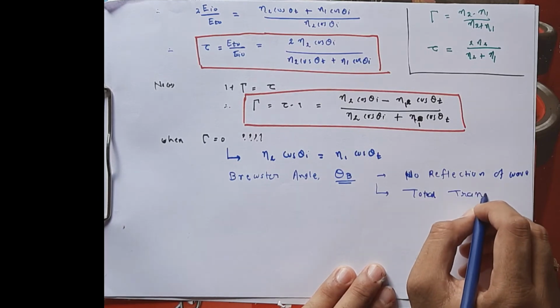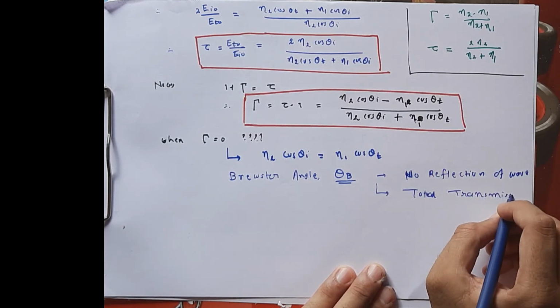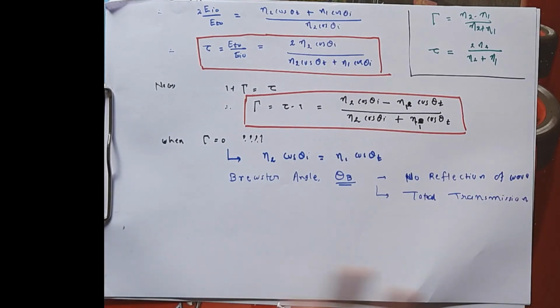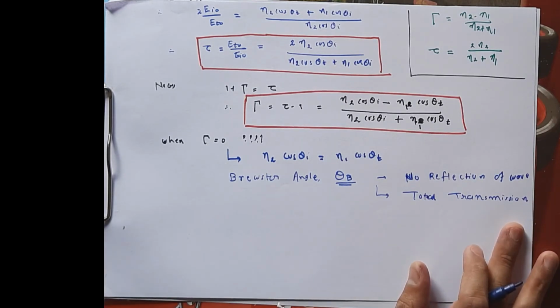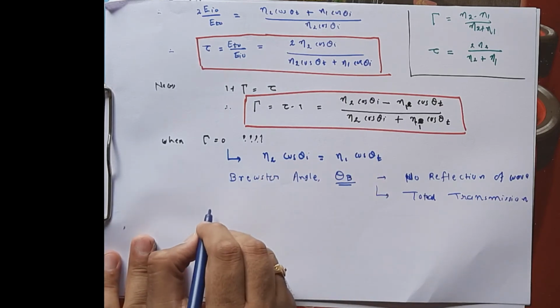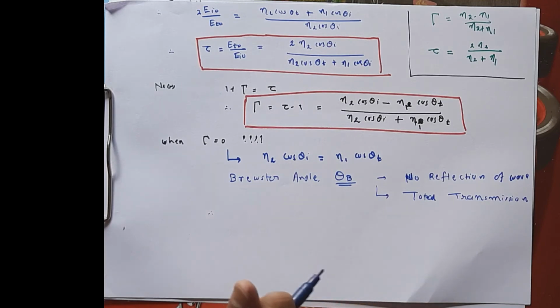No reflection of wave, or you can say that it is total transmission of wave. That means the wave is totally transmitted. So it's a total transmission of wave that we have to find out, this Brewster angle. So how to use this equation? Now how to apply our mathematics knowledge.